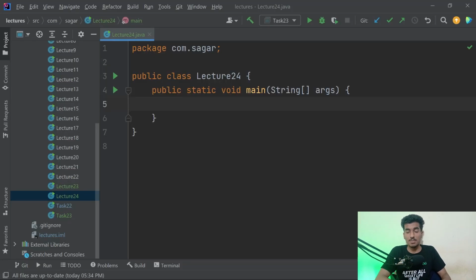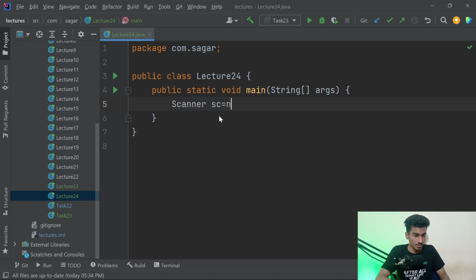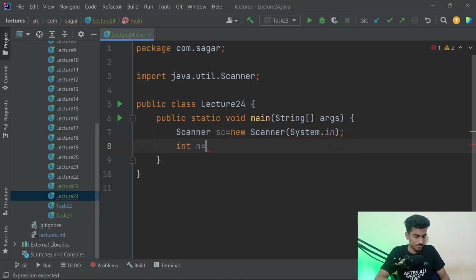Suppose, for example, I want the sum of the first n numbers. So I will take that n from our input, new Scanner, and after that this n.